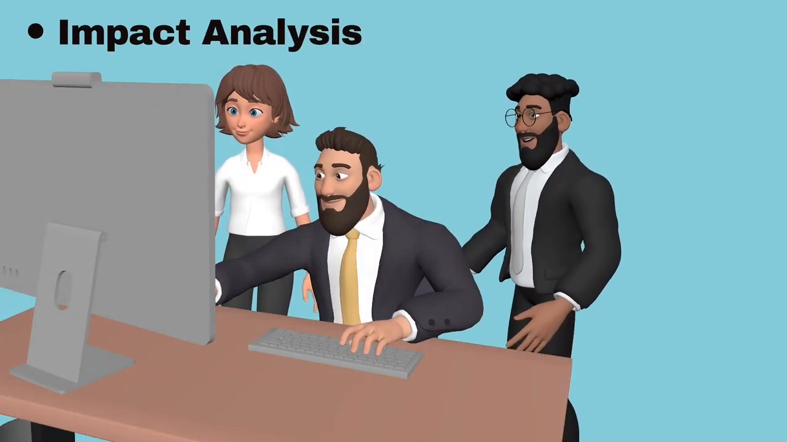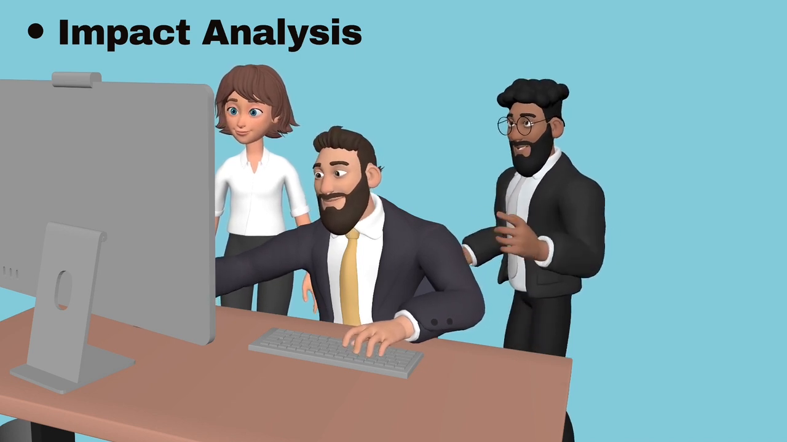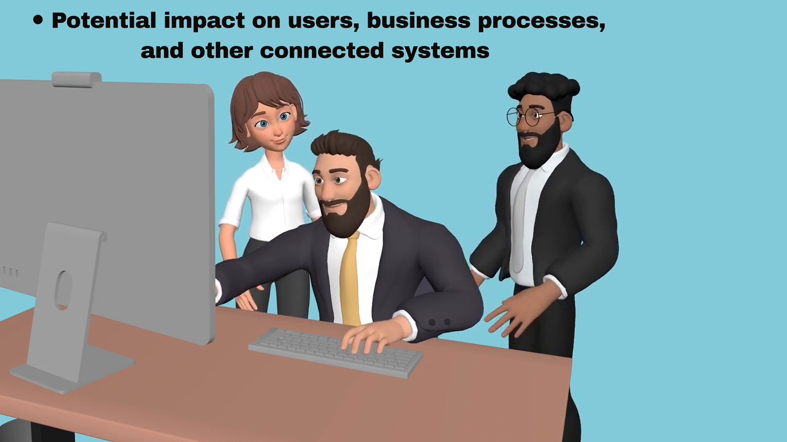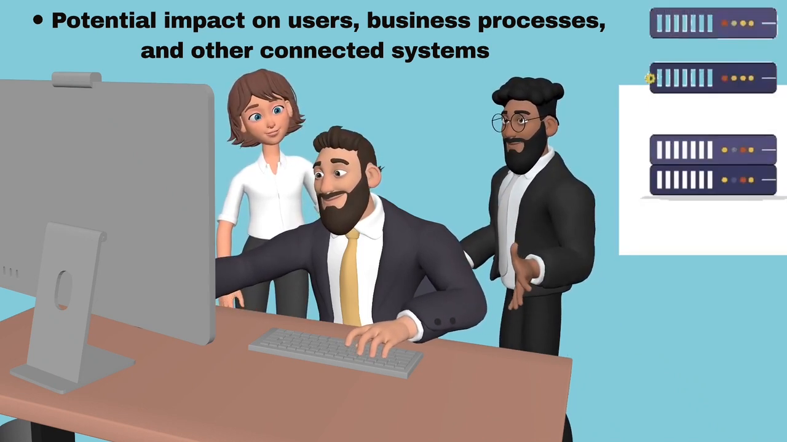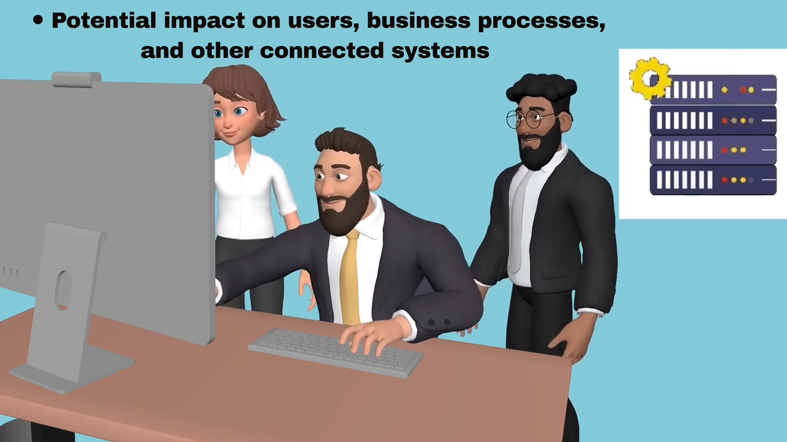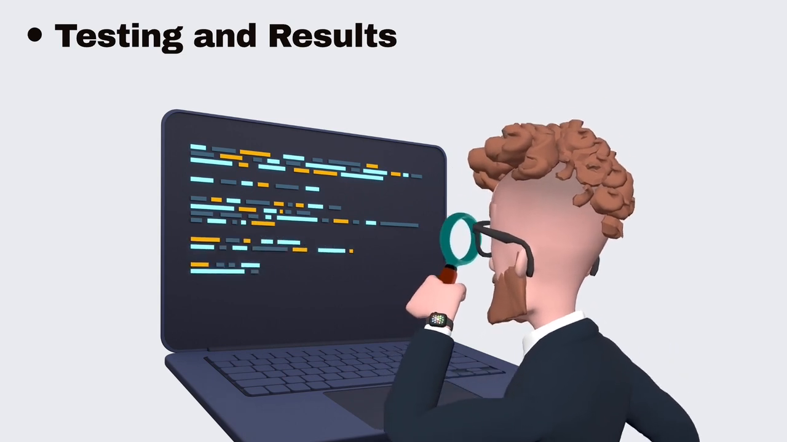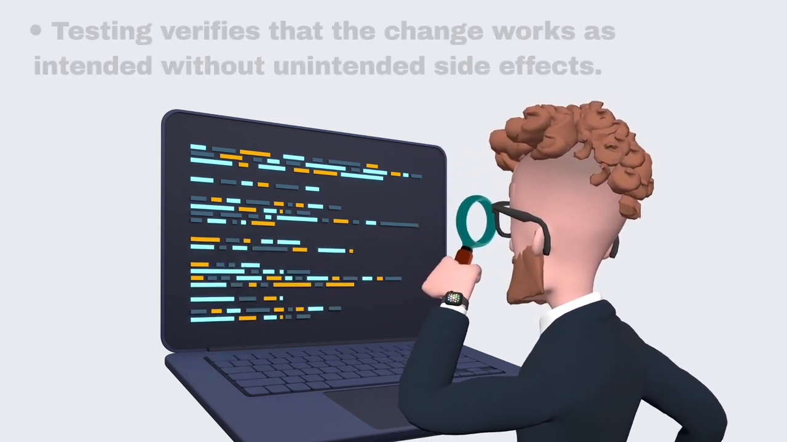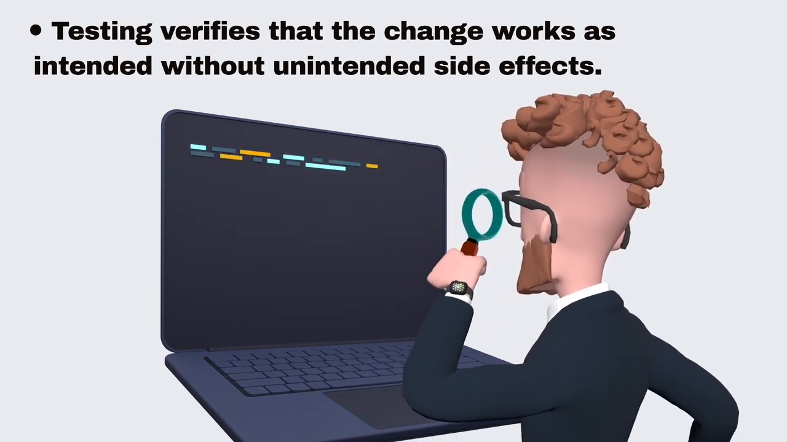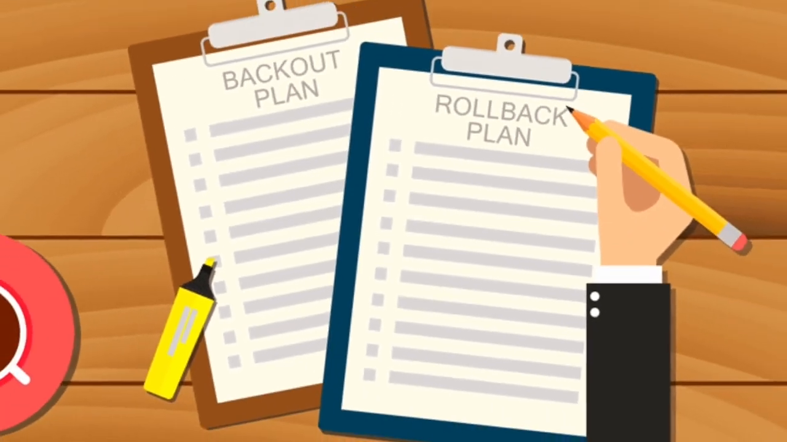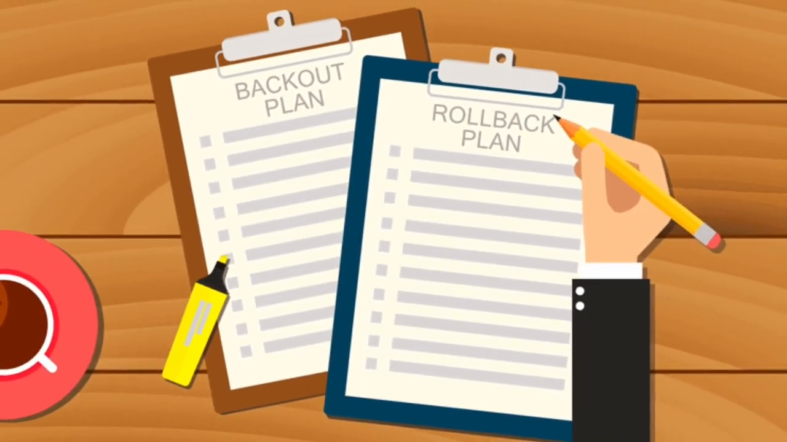You have impact analysis. Before implementing a change, you analyze its potential impact on the users, business processes, and other connected systems. For example, updating a database server affects every app dependent on it. The next concept is testing and results. Changes must be tested in a lab environment to catch issues before deployment. Testing verifies that the change works as intended, without unintended side effects. And then you have your backup plan. That's another important concept. Every change needs a rollback plan to restore a system to its previous state if the update fails. This reduces downtime and avoids major disruptions.